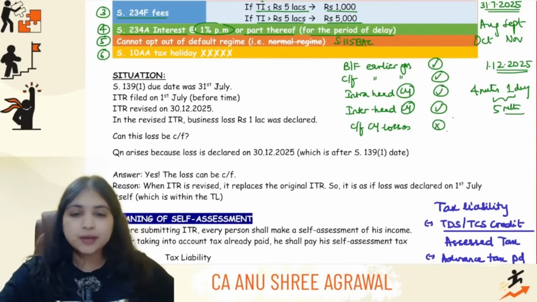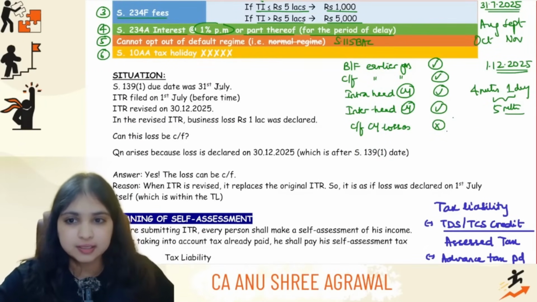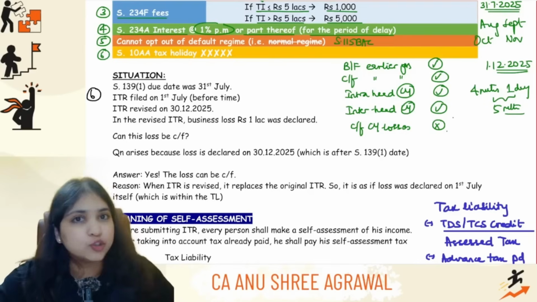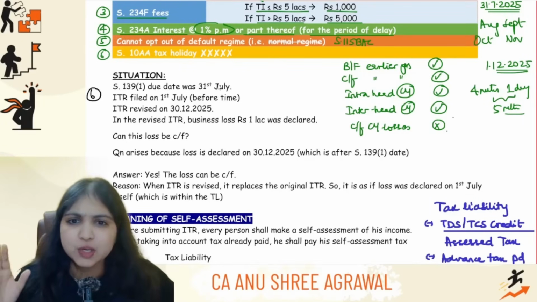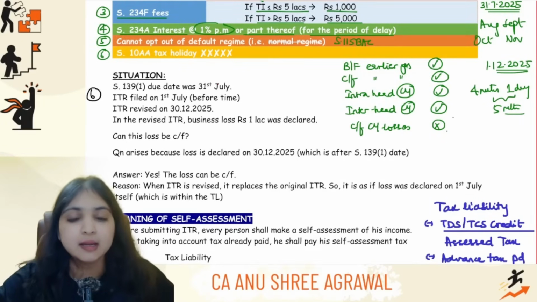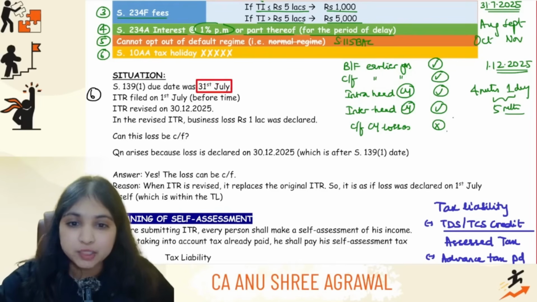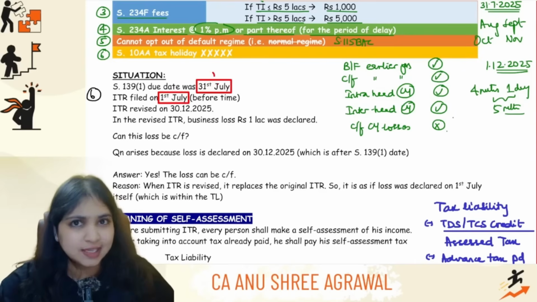So coming to the next point now, my 6th point in our returns discussion. I have a small situation for you over here. Listen to me very carefully, one explanation itself you will understand. Let's say my 139.1 date was 31st July, okay? And I filed the ITR on 1st July, which means I filed the ITR on time, guys. Then I want to revise the ITR on 30th December 25.